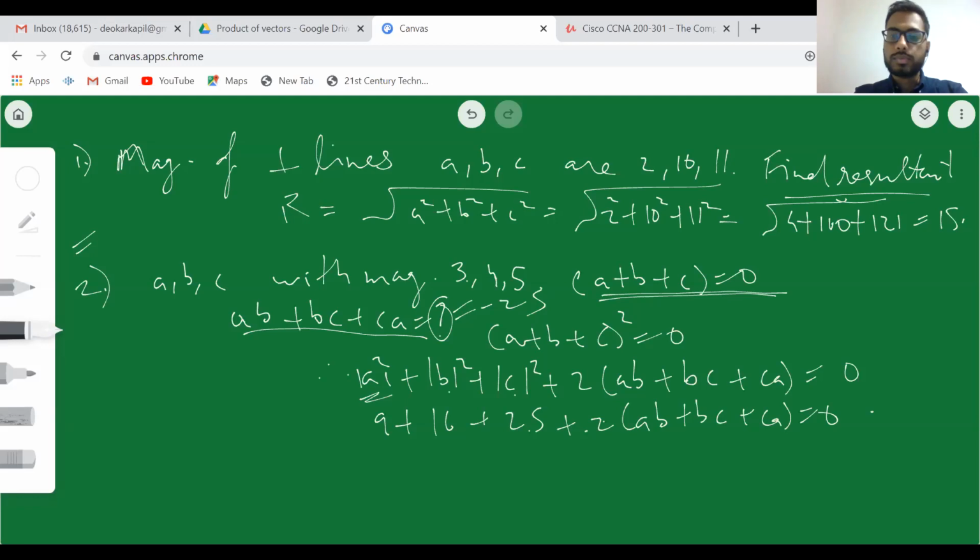Any doubt in these 2 particular questions? You have 10 seconds. Pretty straightforward. Perfect, no doubt from Omkar. Okay, so let's move to the next slide.